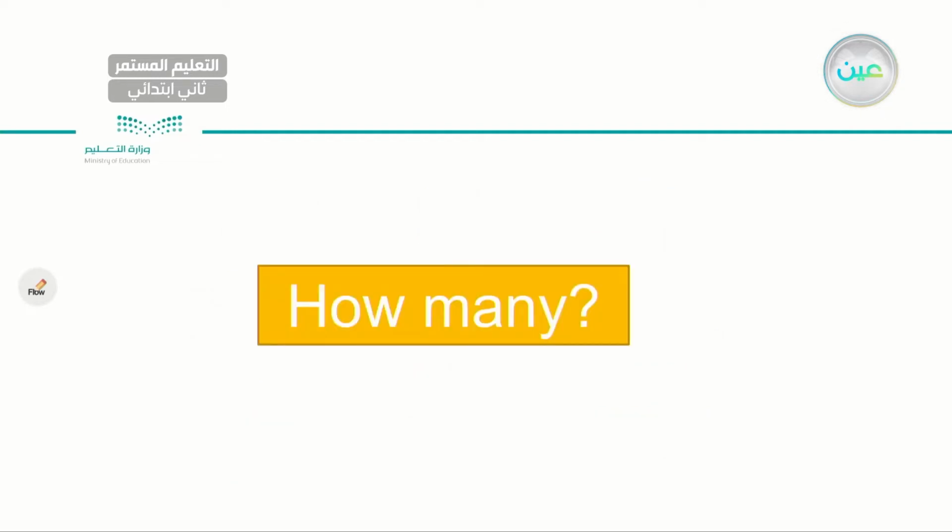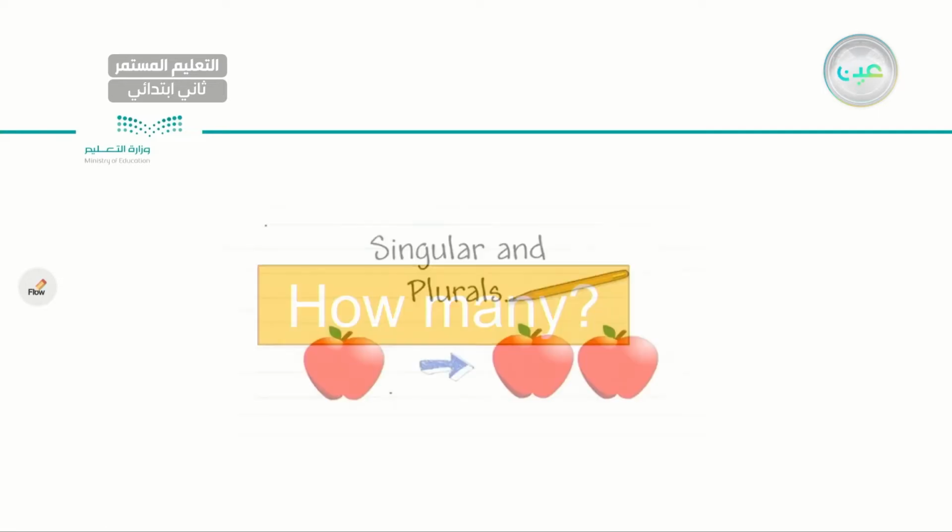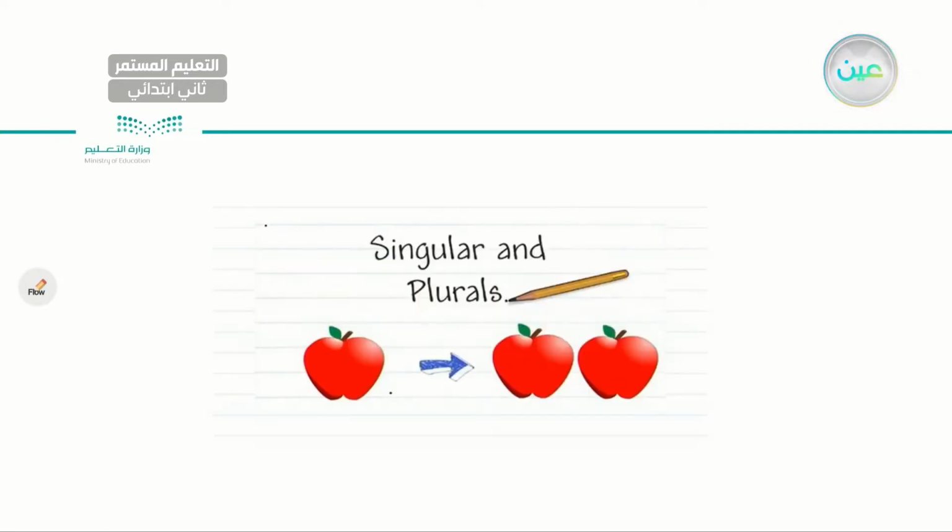Very good. How many do you have? How many fingers do you have? How many eyes do you have? How many feet do you have? So singular and plural will enable us to get to this, that, these, and those.